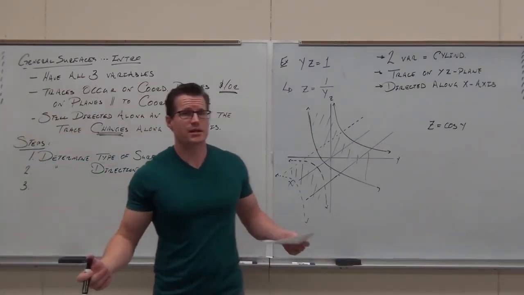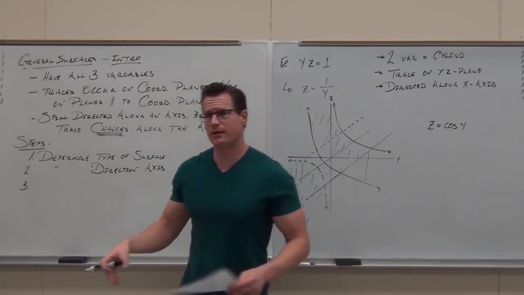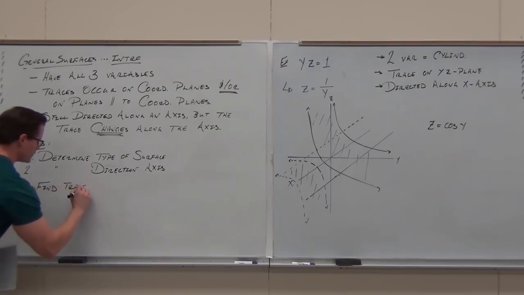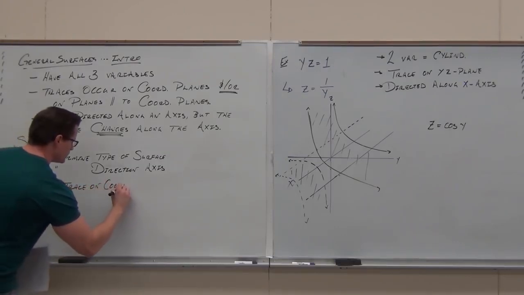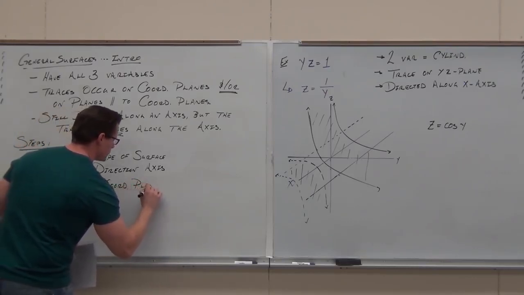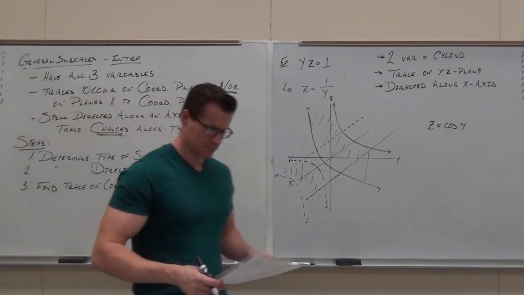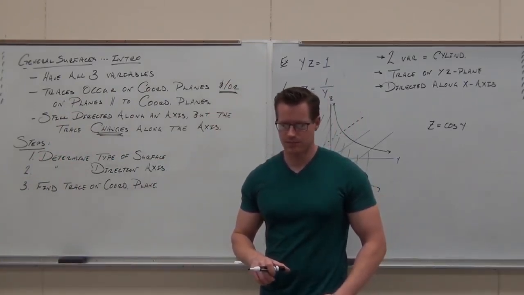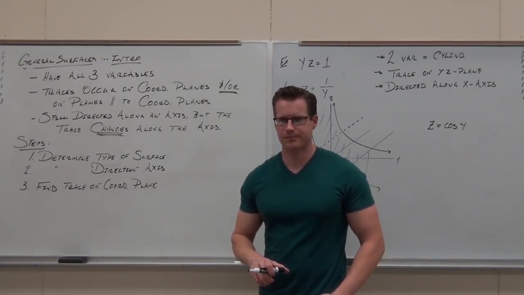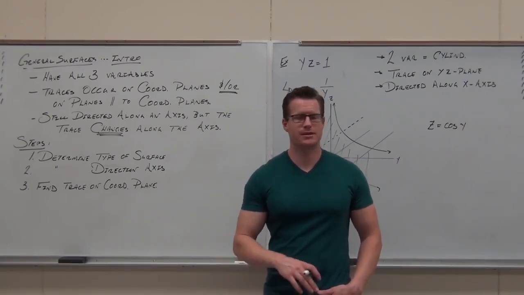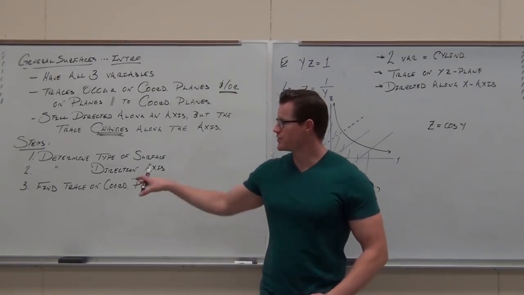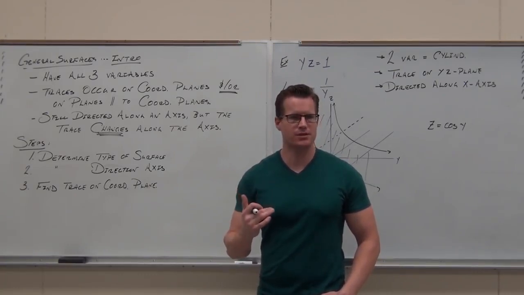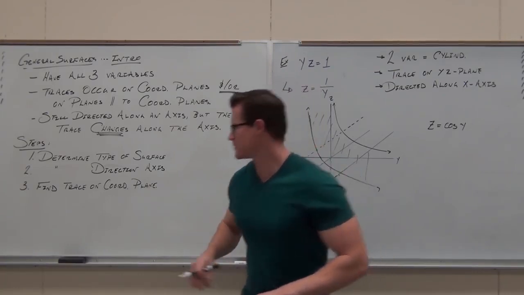Number 3, find some traces. Find a trace on the coordinate plane if you can. And here's an important one. We just talked about it. One trace does not cut it. These are not cylinders. So after you find a trace on the coordinate plane, find at least 2 other traces along that direction axis.